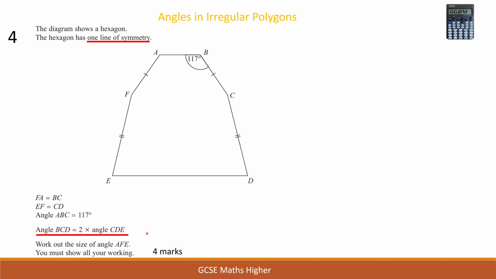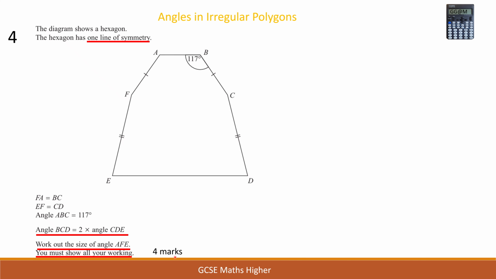You've got to work out the size of angle A to F to E. Now A to F to E will be the same as B to C to D, which is 2 lots of this angle at the bottom. You must show your working out, and this was worth 4 marks.